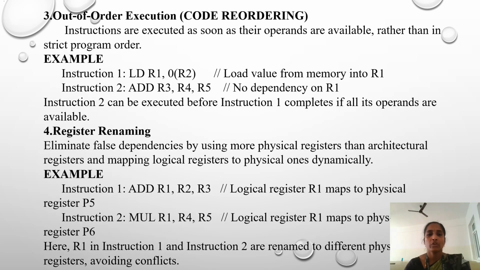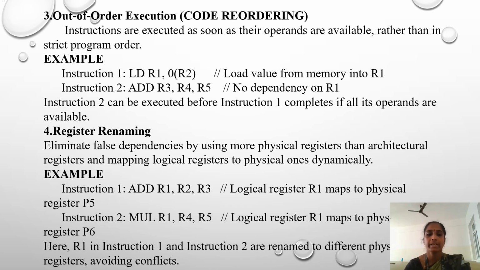The third one is out of order execution. This is also called code reordering. Here instructions are executed as soon as their operands are available rather than in strict program order. For example, in instruction 1 we load from memory into R1. In instruction 2, we add R4 and R5 and store in R3. Here, instruction 2 can be executed before instruction 1 completes if all its operands are available. So, this is one solution for data hazard.